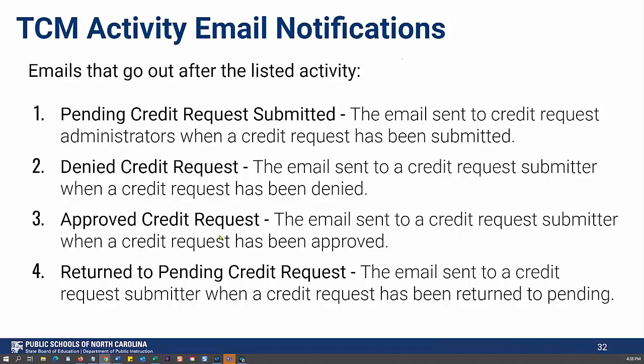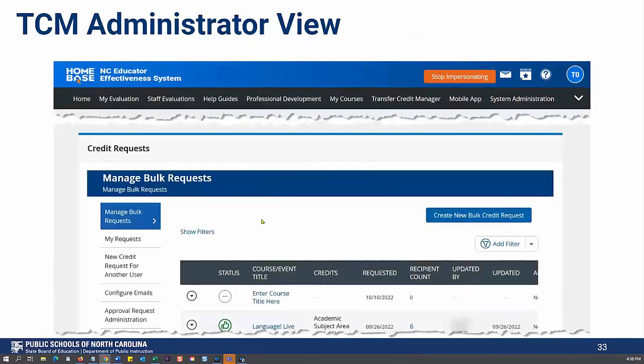There are emails that go out from the activities in the transfer credit manager. When somebody submits a request, if there's an approver set up, the approver will get that email that a request was submitted. The approver then denies or approves that request, and the appropriate email will then go out for either of those actions. And then if it's been denied, the requester can resubmit, and it is returned to pending credit request, and that will go back to the approver. All right, so let's go look at this.